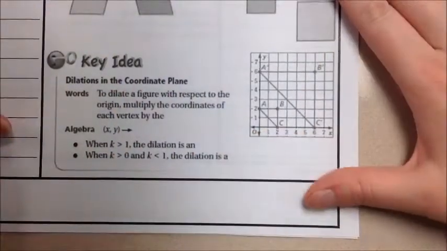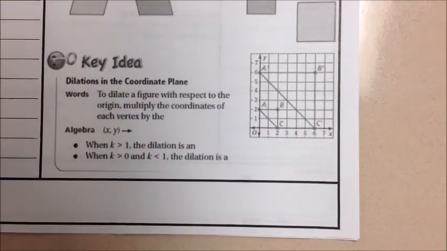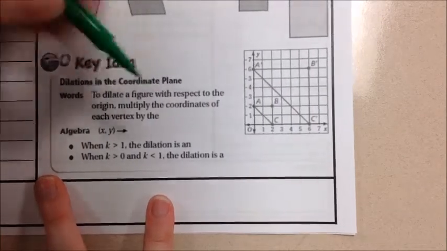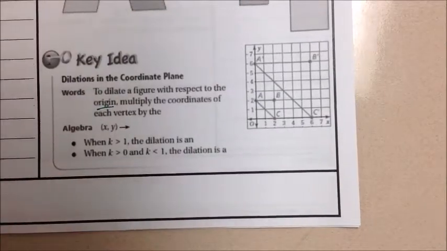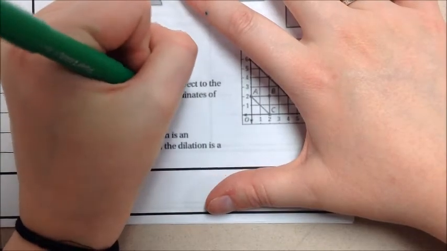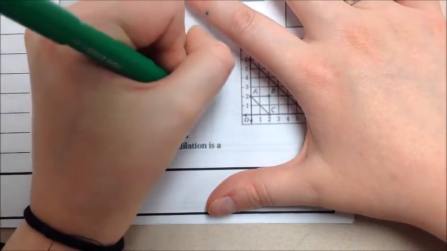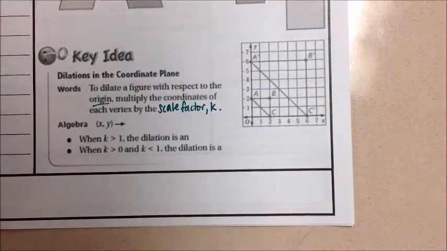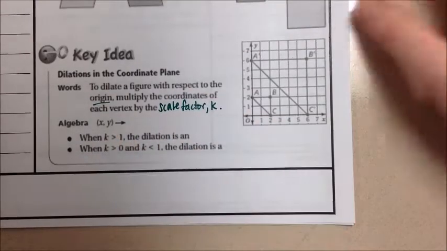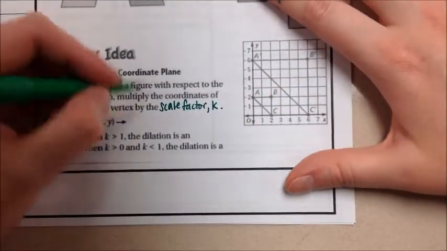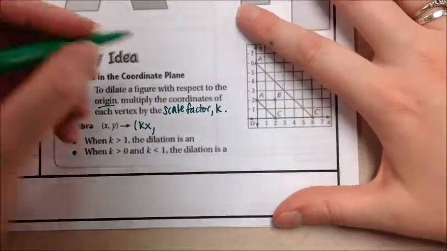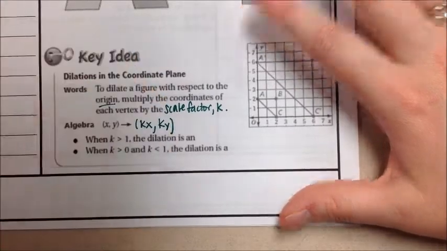Okay, so dilations on a coordinate plane, which is the primary way that we're going to be doing this. To dilate a figure with respect to the origin, which is how we will always be doing it, we're going to multiply the coordinates of each vertex by the scale factor, which we're going to use the letter K to represent. So what that looks like is if I multiply my X value by K, that's going to look like KX. And if I multiply my Y value by K, that's going to be KY.